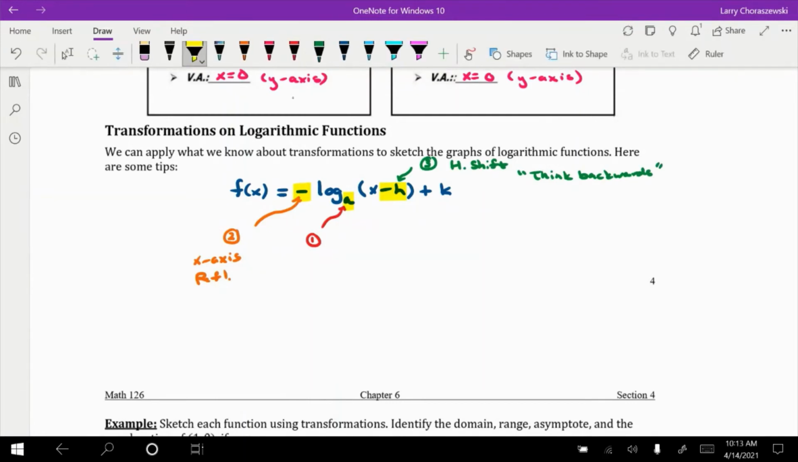Last but not least, you might have addition or subtraction by a number at the tail end. And what do you think that might do to our graph? Yep, up or down. So that's going to be a vertical shift. So remember, with vertical shift, you can think normal.